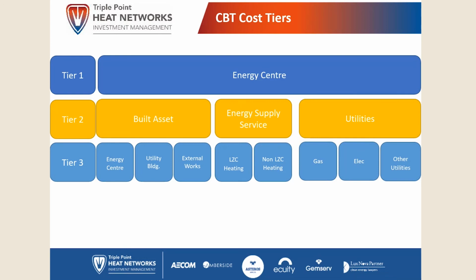There's then a third tier of descriptor, which again breaks down into more detail yet again. So under the built asset, it could be part of the superstructure, it could be part of the substructure, it could be external works, it could be internal finishes. So something that basically tells us what component of the built asset you're actually putting a cost against. Energy supply could be that it's the low carbon heating source, or that it's a non-low carbon heating source.